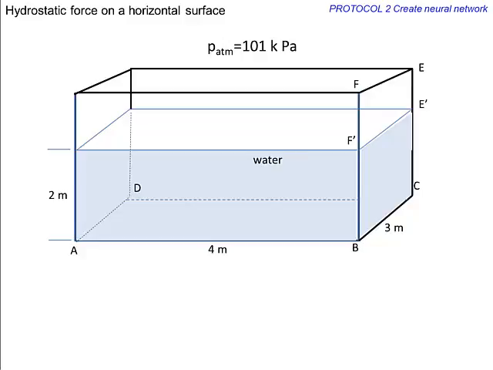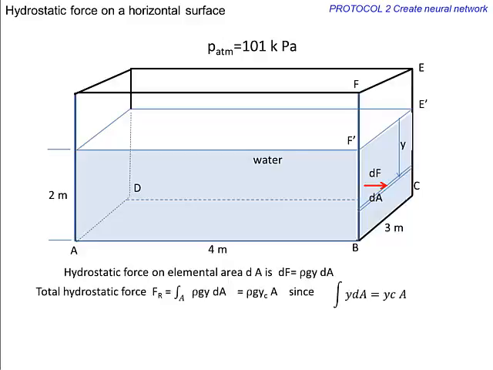BCE-F'. Consider an elemental area, dA, at a distance, y, from the free surface of water, on this surface. We can calculate hydrostatic force on this elemental area. By integrating this elemental force for the total area, we get the hydrostatic force acting on the vertical surface BCEF. Since the integral y dA is the first moment of area dA about axis F'-E', this can be written as yc times area, where yc is the distance of centroid from this axis.